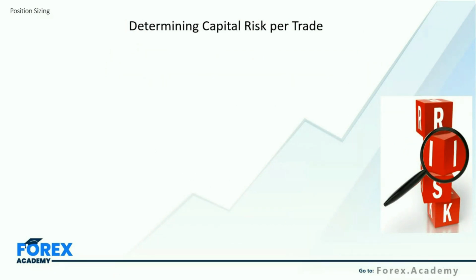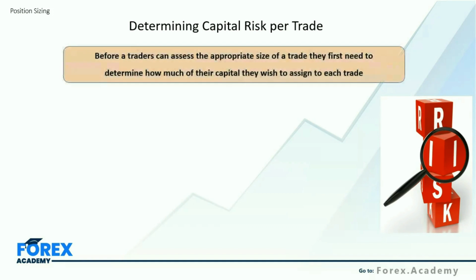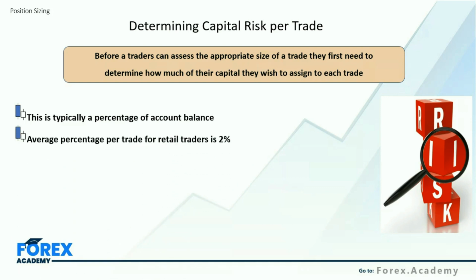Okay, so just looking at each of those one at a time. When it comes to determining capital risk per trade, before a trader can assess the appropriate size of a trade, they first need to determine how much of their capital they wish to assign to each trade. So this is actually a lot easier than perhaps what it sounds. This is typically a percentage of your account balance. An average percentage per trade for a retail trader is roughly 2%.